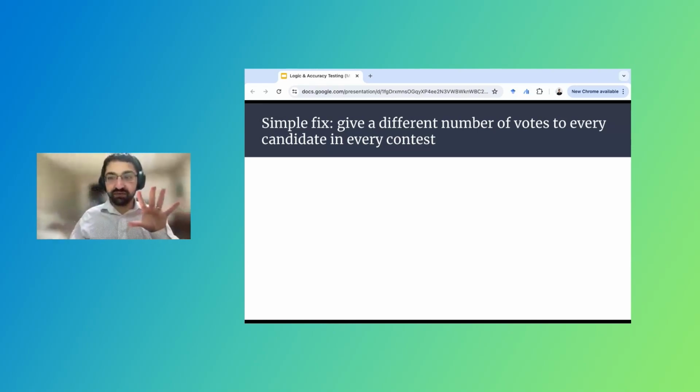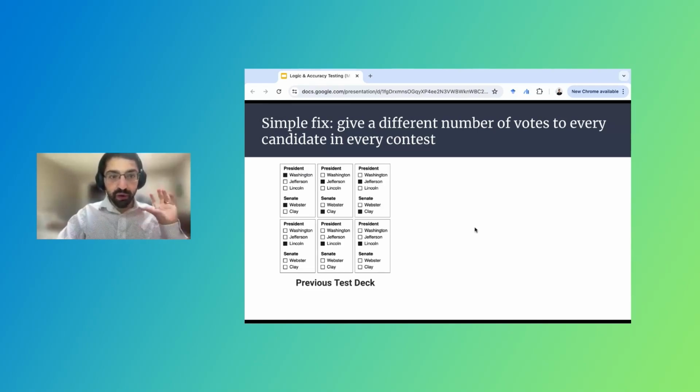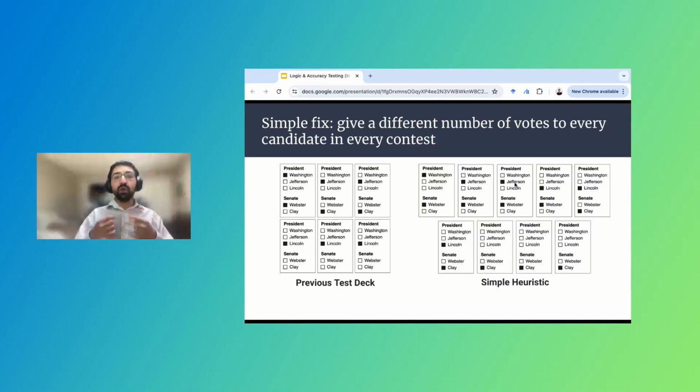So the first idea, and in particular an idea that would work, would be to give a different number of votes to every candidate in every contest. What do I mean by that? Well, recall for our simple example before, this was our previous test deck, and this on the right here would be a test deck that gives a different number of votes to every candidate across every contest. Namely, this test deck would give 1 vote for Washington, 2 for Jefferson, 3 for Lincoln, and then 4 for Webster and 5 for Clay.